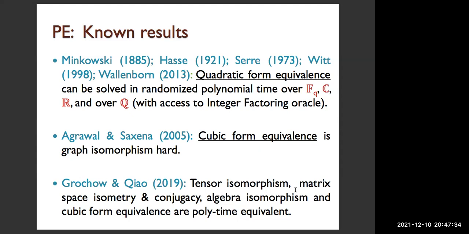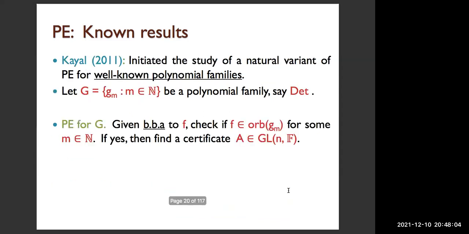These are the tensor isomorphism problem, problems called matrix space isometry and matrix space conjugacy, algebra isomorphism, cubic form equivalence. They're all polytime equivalent to each other, and we don't know efficient solutions to any of these problems. And there are indications that probably these may not admit polynomial algorithms. All right, so what do we do? The problem becomes hard again if we increase the degree, right?